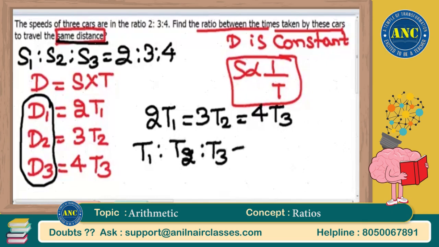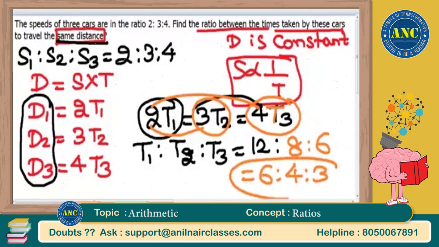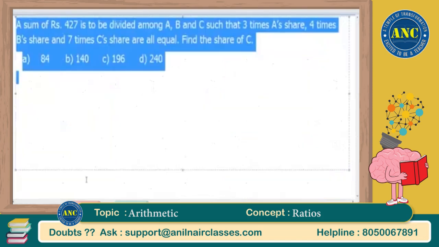To get T1, close T1, multiply other 3 and 4. It is 12. To get T2, close T2, multiply 2 and 4. It is 8. To get T3, close T3 here. Multiply 2 and 3. 6. Further simplify. 6:4:3. Where is the question of fractions? Where is the question of variables?